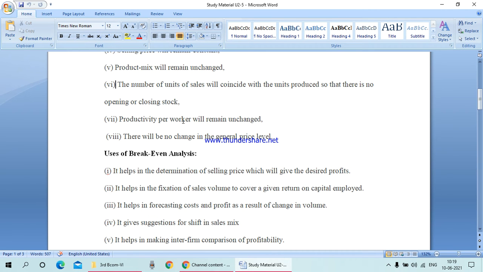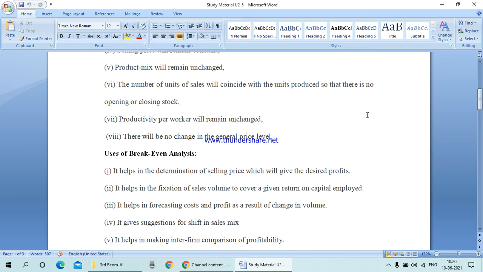Then productivity per worker will remain unchanged. Productivity means the capacity to produce more, or the efficiency of the worker. You know that when the efficiency or productivity increases, cost per unit also decreases. So in order for this break-even analysis to hold good, it is assumed that productivity per worker will remain unchanged, or the same productivity will remain.